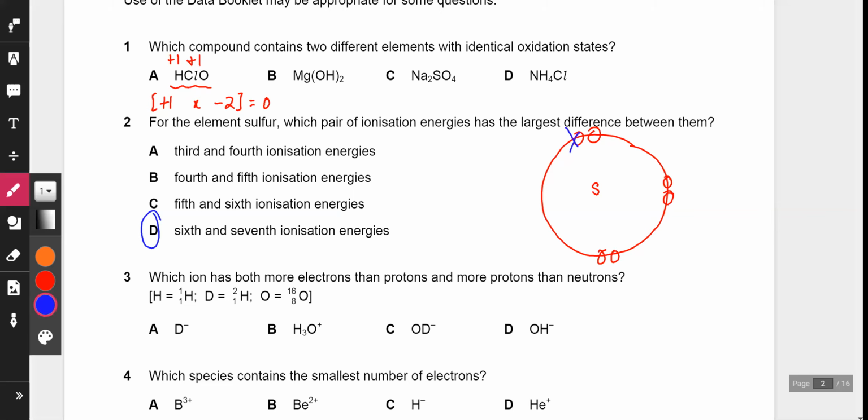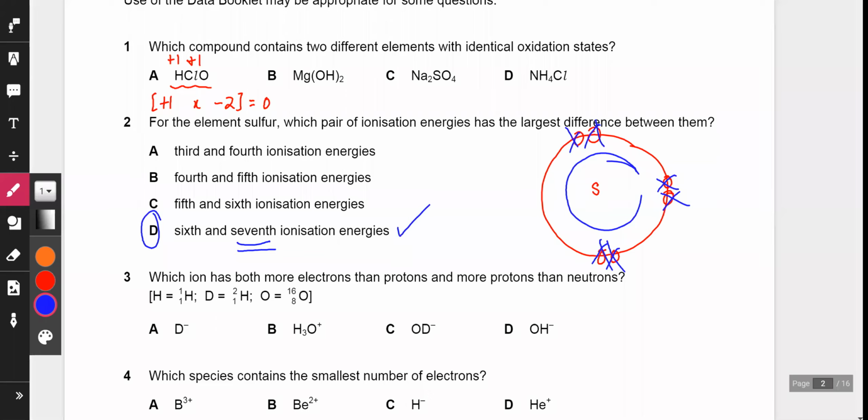Once you've removed all the 6 outer valence electrons, then there's going to be a drastic increase in ionization energies because the next electrons are going to be removed from an inner shell which is less shielded and is closer to the nucleus. So the seventh is going to be really difficult to remove compared to the sixth one.